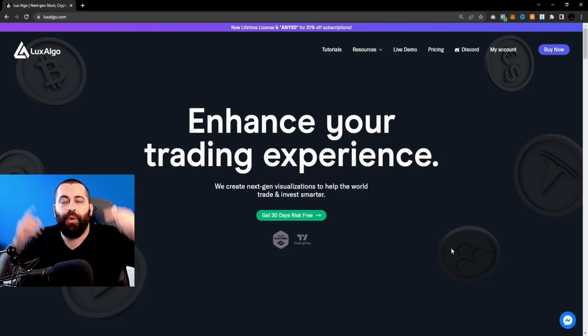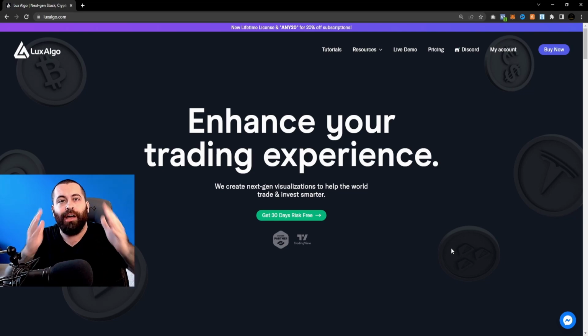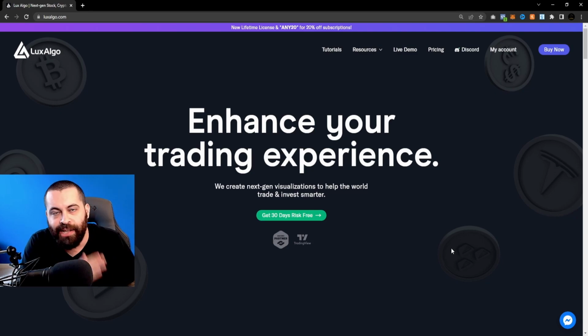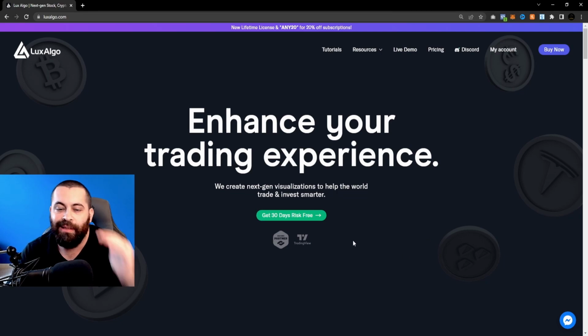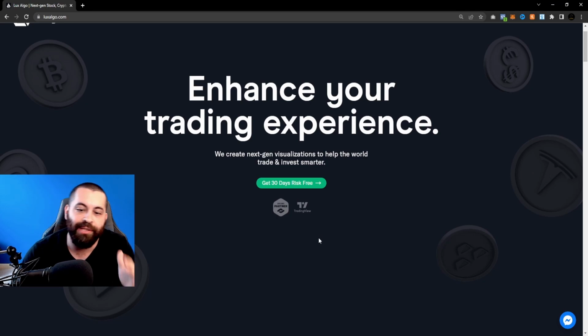Today we're bringing to you a TradingView plugin called LUX ALGO. If you're into crypto, if you're into stocks, indices, commodities, currencies, this is the plugin you want to have. Enhance your trading experience. LUX ALGO has created the next gen visualization to help the world trade and invest smarter.